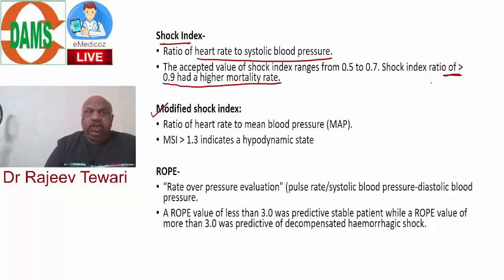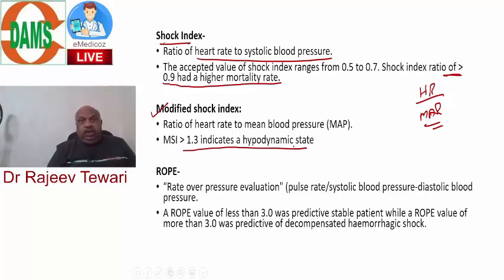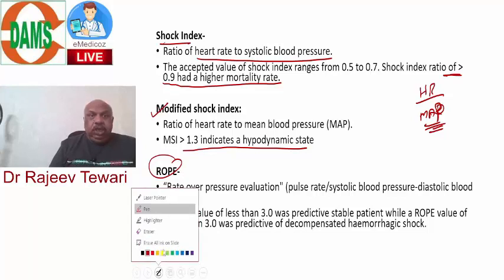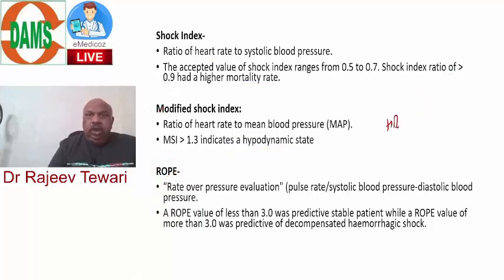Modified shock index is heart rate over mean arterial pressure. More than 1.3 again is a hypodynamic state, excessive blood loss. Mean arterial pressure, modified shock index. And ROPE, rate over pressure evaluation. Here you take heart rate over systolic blood pressure minus diastolic blood pressure, the difference in systolic and diastolic pressure evaluation.